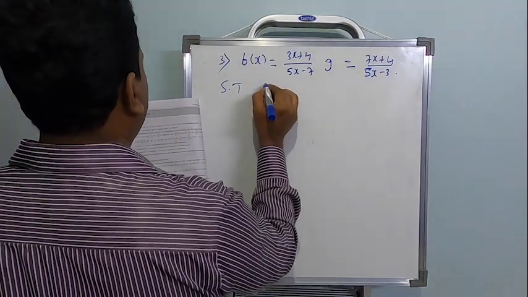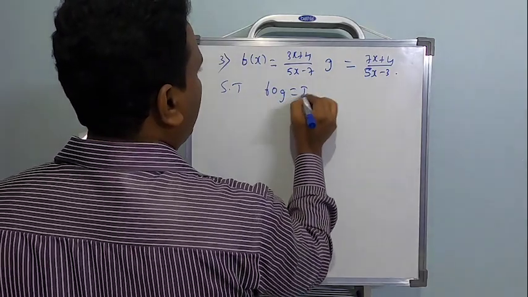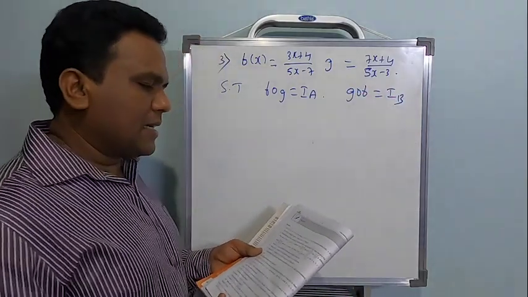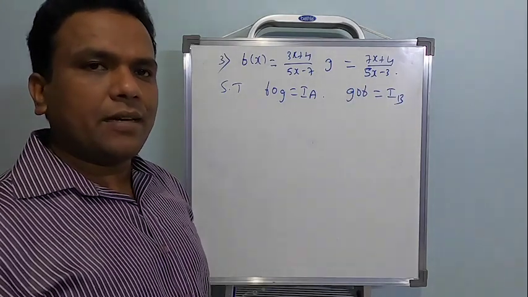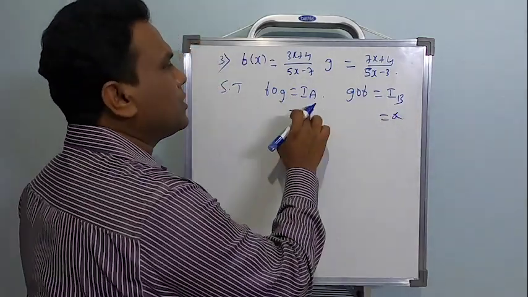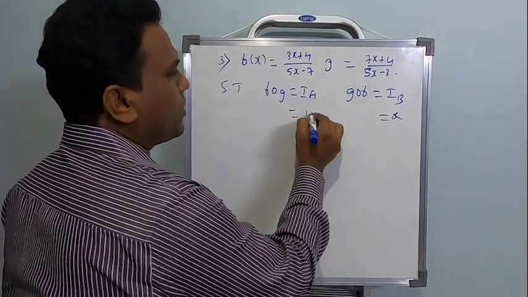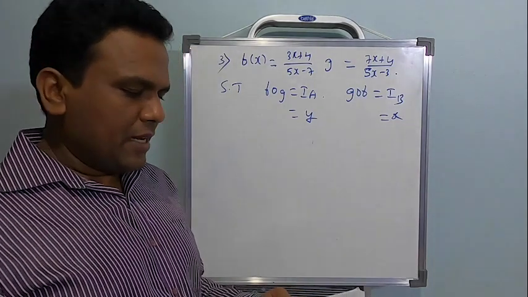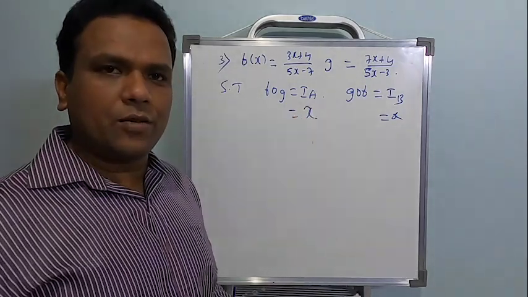We need to show that f of g will be equal to IA and g of f will be equal to IB. So IA stands for the identity element of the set A and IB stands for the identity element of the set B, right? I made a mistake earlier, so that's fine. This is what I need to prove finally. The theory has been mentioned. IA will be x and IB is also going to be x. I need to prove both of them will be equal to x only.